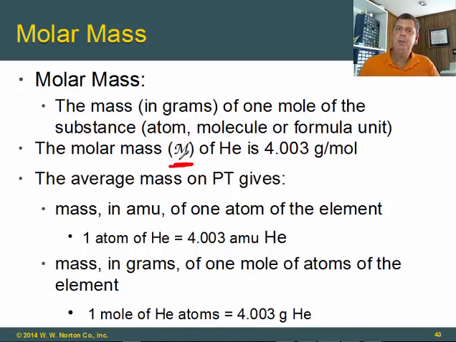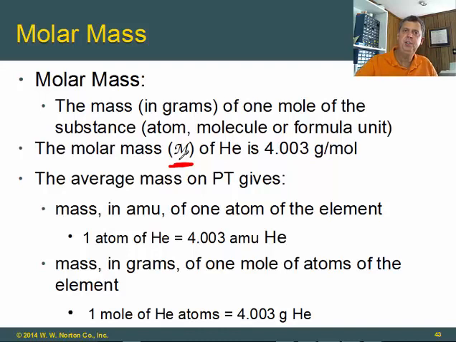And we actually get this from the periodic table. In fact, the average mass we discussed that's on the periodic table gives us the mass in 1 AMU of 1 atom of the element. So 1 atom of helium has a mass of 4.003 AMU. But it also gives us the mass in grams of 1 mole of that element. So 1 mole of helium atoms has a mass of 4.003 grams. So the molar mass of helium is 4.003 grams per mole. So that's it. We can use the periodic table to tell us the mass of 1 atom, or also the mass of 1 mole of those atoms.